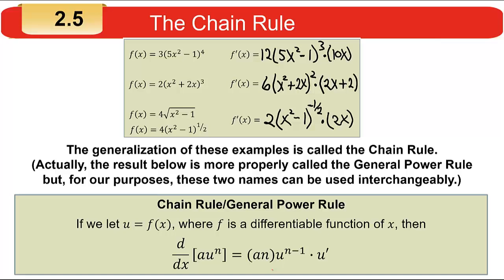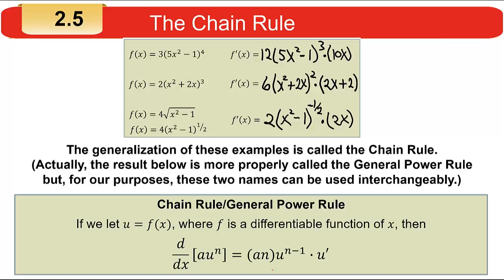The chain rule, or if you'd rather call it the general power rule, says if we let u be a function of x, where f is a differentiable function of x, then the derivative of a number times u to a power is the power times the number, just like the old power rule, times u, the original base, raised to the one less power, which would be n minus 1.